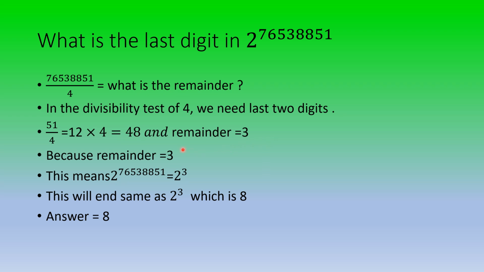Now because the remainder is 3, you will consider it the same as 2 raised to power 3. Now 2 raised to power 3 ends in 8. Therefore, this huge number will end in 8 and your answer is: the last digit is 8.